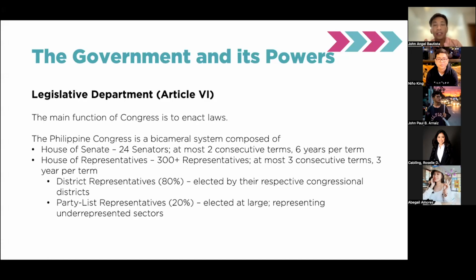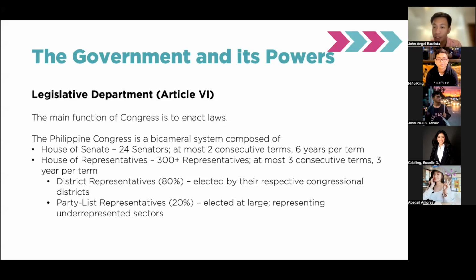So the Philippine government is composed of three branches, no? The legislative department, the executive department, and the judicial department. Here in the legislative department, their main function is to enact laws. Sila yung gumagawa ng batas, no? And the Philippine Congress is a bicameral system. Ibig sabihin, there are two houses, there are two chambers that we're talking about, and they need to work hand in hand. In order to make a law, dapat dumaan yan sa dalawang house na tinutukoy natin, no?